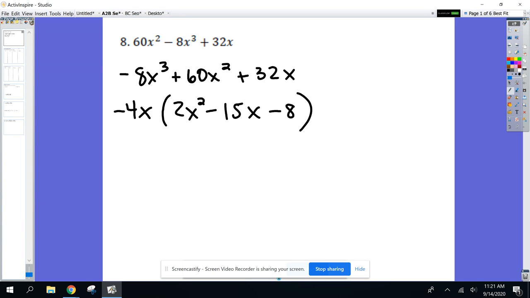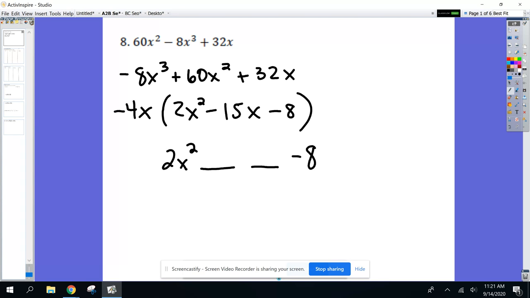Now we're going to group with what's inside. And remember, when we group, our goal is the following. We're going to take the middle term and make it into 2 different terms. Everything else stays the same. Do we remember what happened on Friday?